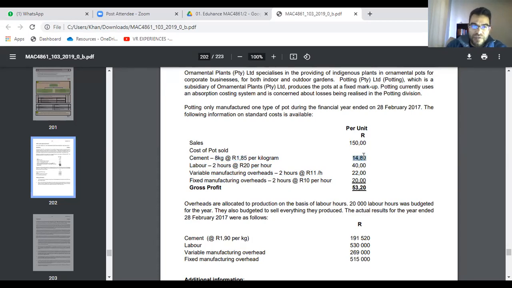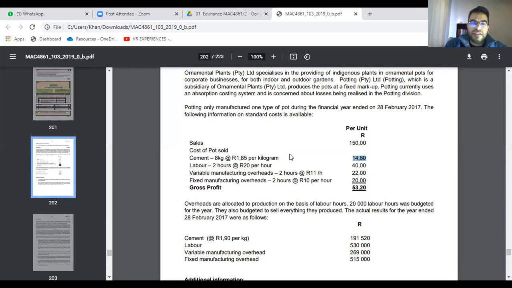What's very important to take note, they could have given you cement and they're giving you 14 Rand 80. So you know each unit costs 14 Rand 80. So what they could have done is either only give you the 8 kilograms or the 1 Rand 85. So let's say they gave us the 1 Rand 85 and it's 14 Rand 80, then we must be able to work out the standard quantity of input. Because remember, the cost to get to 14 Rand 80 is standard quantity of input times standard price. So 8 kilograms times 1 Rand 85 would give you that 14 Rand 80.